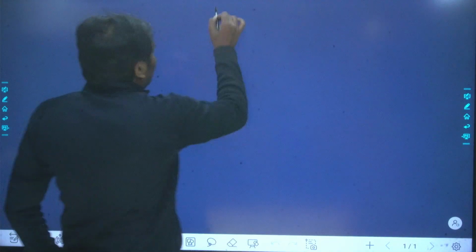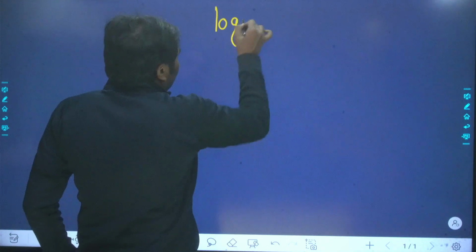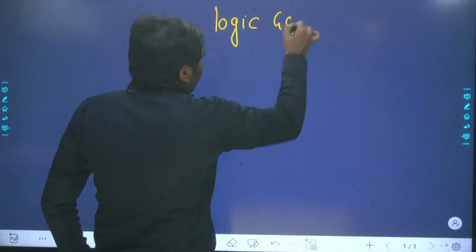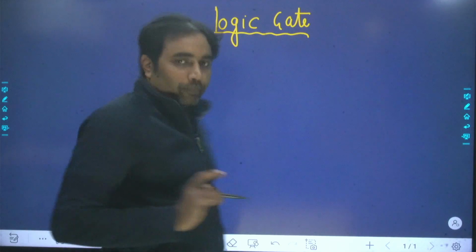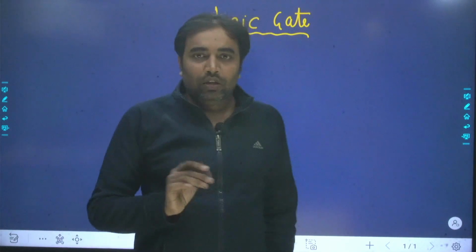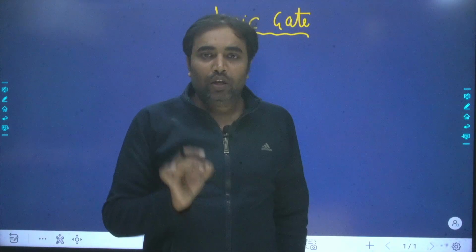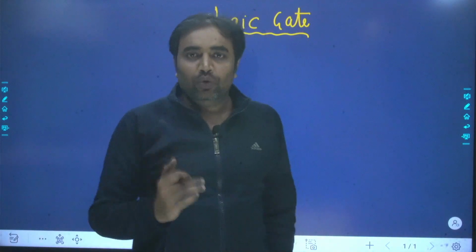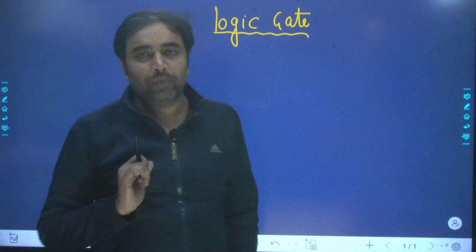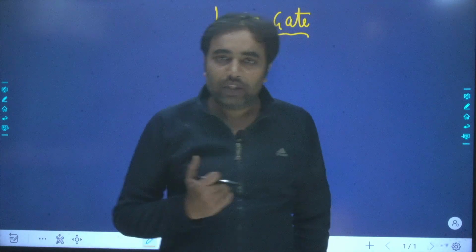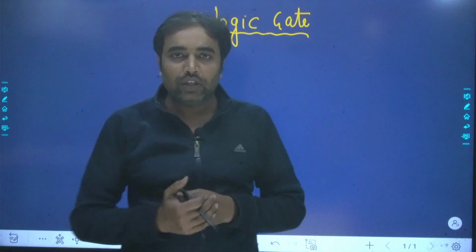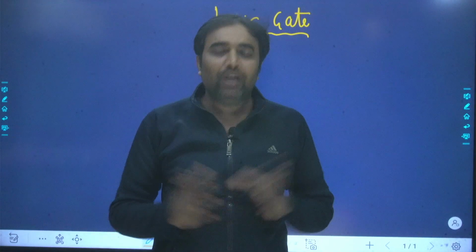What is the logic gate? Logic gate. This is the device that is designed by the semiconductor, which is used for logical operation. What is the meaning of logical operation? In logical operation, we are doing the NOT operation, AND operation, OR operation, XOR operation, many things.